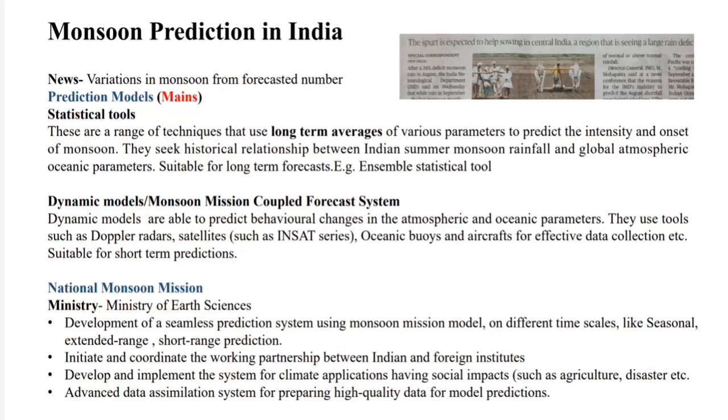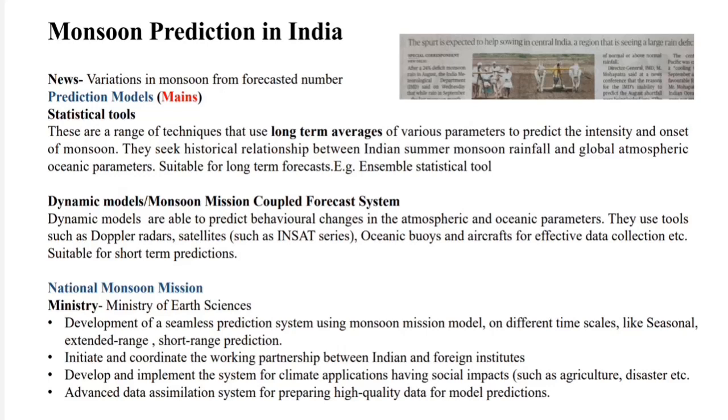Then we have the dynamic model or the monsoon mission coupled forecast system. In this, we are able to predict behavioral changes in the atmospheric and oceanic parameters. It uses tools such as Doppler radar, satellites, and oceanic parameters such as wave height, wind speed, and direction for effective data collection. This method is more suitable for short-term predictions.